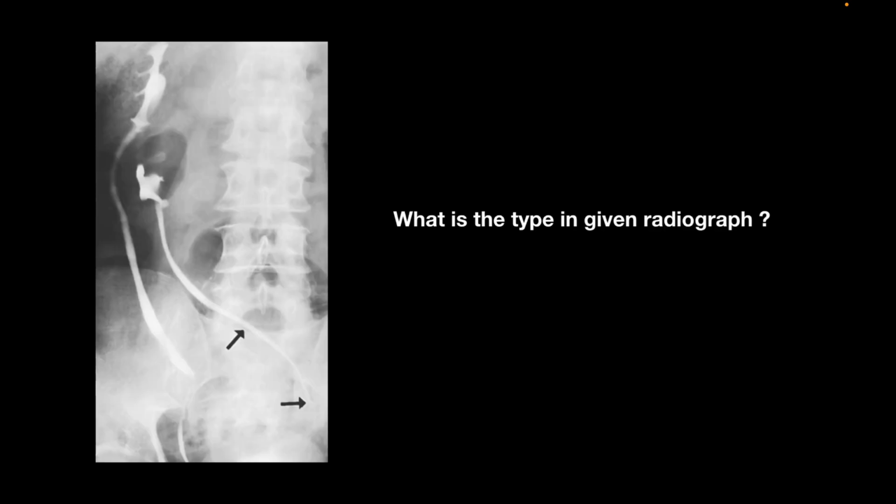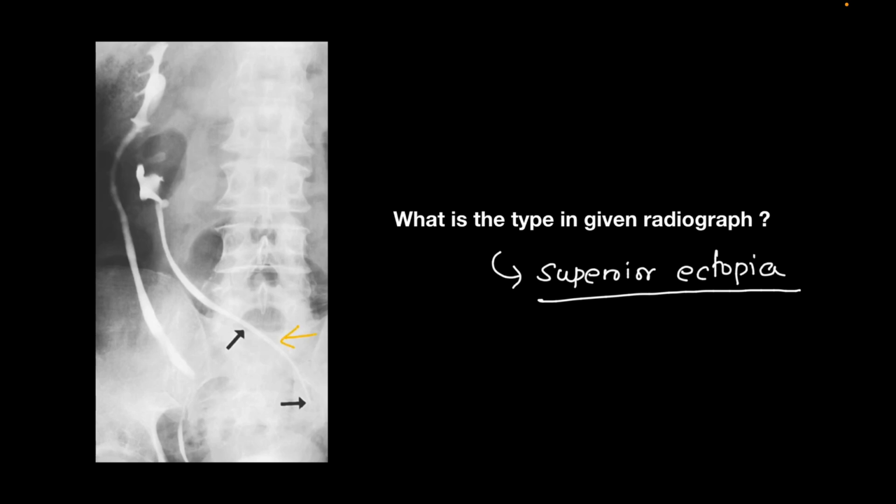Okay, now look over here, what is the type of ectopia given in this radiograph? This is the inferior ectopia, in which we can see a pelvic calyceal system on the right side with its ureter terminating on the right side of the bladder, and another pelvic calyceal system is observed on the right side with its ureter terminating on the left side of the bladder. So this is the inferior ectopia.